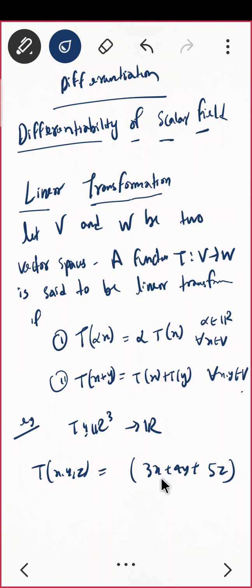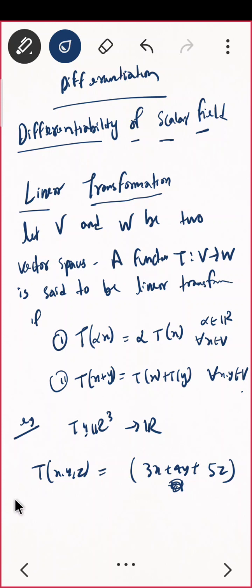Correct. If I put a constant term here, like plus 1, then this will not be a linear transformation. Correct. And if I put a square or cube, then also it is not a linear transformation. You just need to check whether these two conditions are satisfied. So you can easily do that.